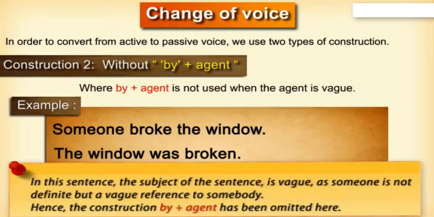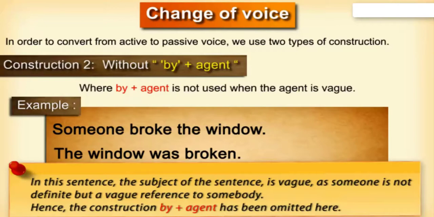Note, in this sentence, the subject of the sentence is vague, as someone is not definite but a vague reference to somebody. Hence, the construction by plus agent has been omitted here.